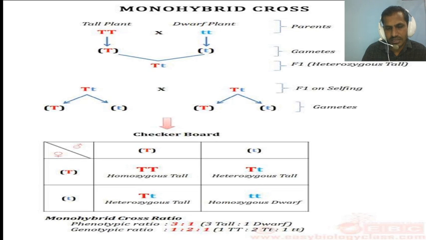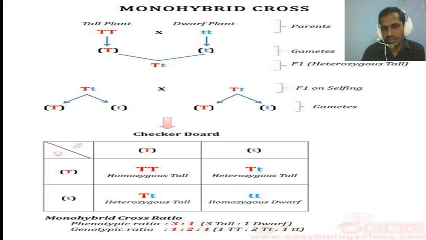When we come to the F1 generation, they have a heterozygous nature and are tall. Then the F1 is self-crossed. The capital T small t produces gametes capital T and small t, and again capital T small t produces capital T and small t. When we put it in the checkerboard, we always write the male gametes at the top and the female gametes on the left side.